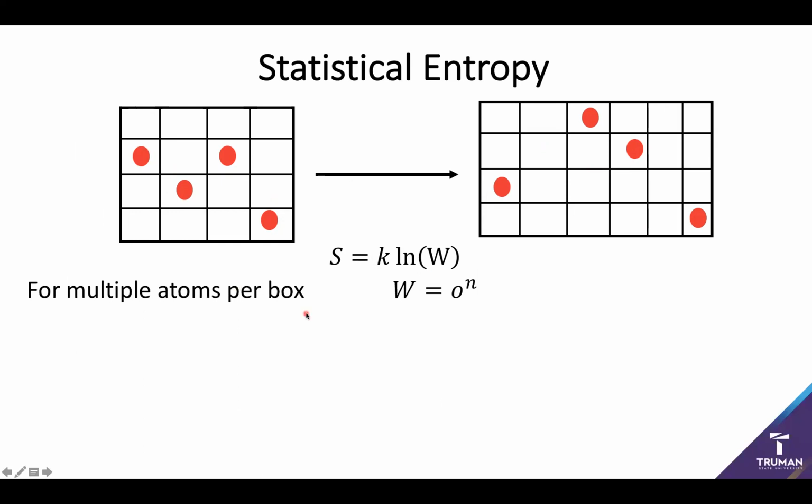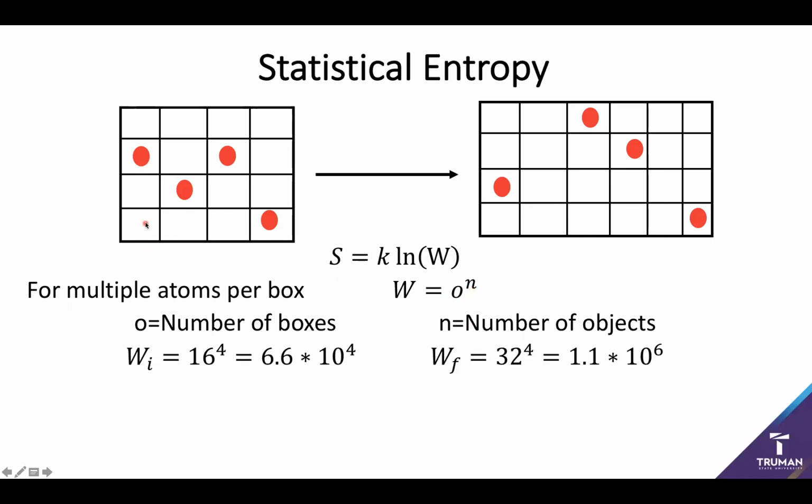Now, for simple systems like this, if I allow all 4 atoms to be in one box at a time, the number of states is simply going to be the number of boxes or locations I can put my particle, raised to the number of objects I'm putting in there. So if I can allow any number of molecules in any number of boxes, it's simply the number of boxes to the power of the number of particles. For my initial state, any given molecule can be in one of the 16 boxes, and I've got 4 of them, so it's just going to be 16 times 16 times 16 times 16. This gives me 6.6 times 10 to the 4th possibilities. Whew, that's actually quite a lot.